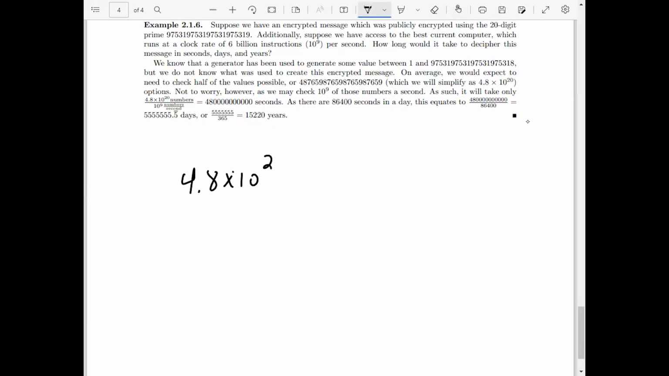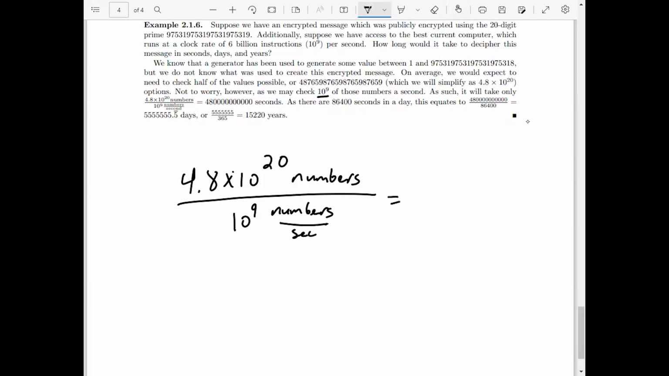That's all right, though, because we have a very good computer and we can check 10 to the 9th of those numbers per second. So we have 4.8 times 10 to the 20th numbers, and we are checking 10 to the 9th of those numbers per second. Well, this actually doesn't do us a lot of good because we end up with 4.8 times 10 to the 11th seconds to solve that. So that's quite a few.